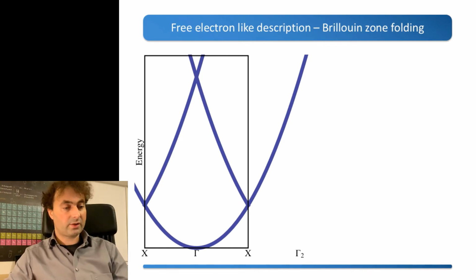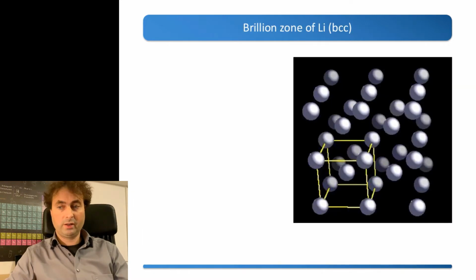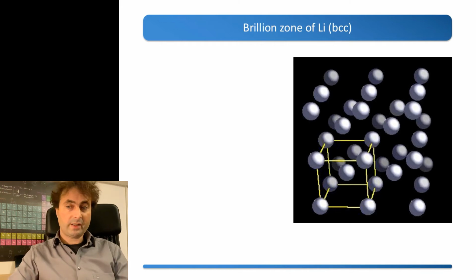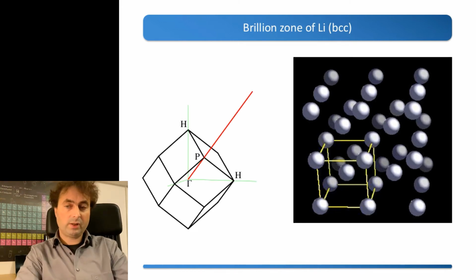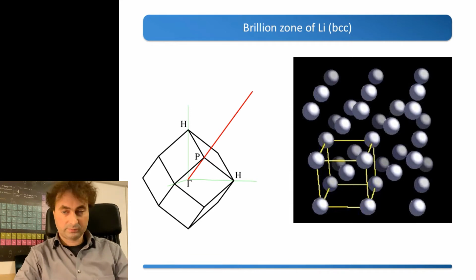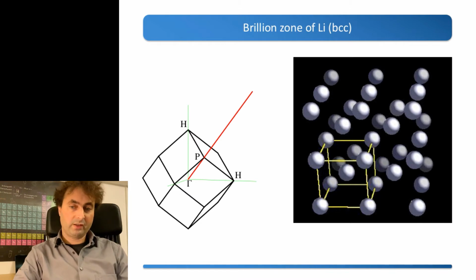Now, these alkali metals are not simple cubic. They are cubic, but they have an additional atom inside the center of the cube, making body-centered cubic, and that changes the Brillouin zones. So the Brillouin zone looks like a beautiful object in 3 dimensions, as we see here.